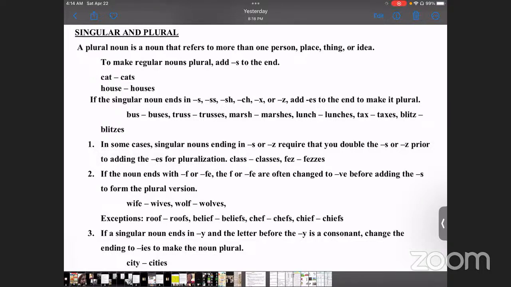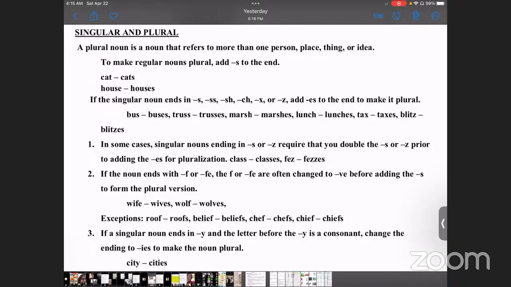If the singular noun ends with an S sound, ish, itch, X, or Z, add an ES to the end to make it plural. For example, as we saw before, buses, marshes, lunches, taxes, and blisses.